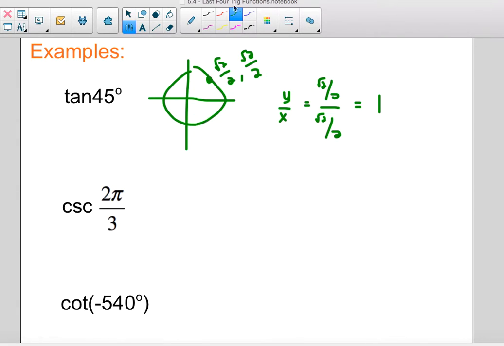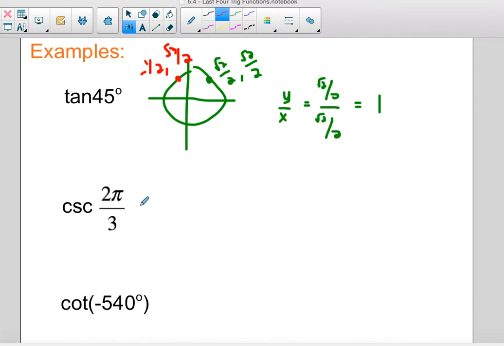Cosecant of 2 pi over 3, right? If I think about 2 pi over 3, it's pretty close, I drew it. But right there, it's like 60 degrees. So my coordinates right there are going to be 1/2, comma, oops, I'm sorry, I messed that up. That's pi over 3. All right, 2 pi over 3. There we go. Coordinates right there are going to be negative 1/2 and root 3 over 2.